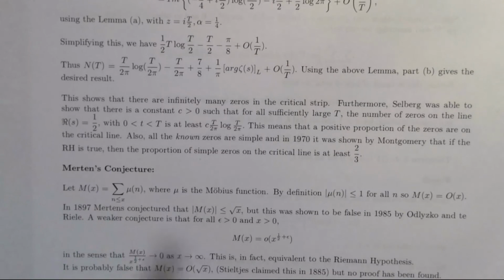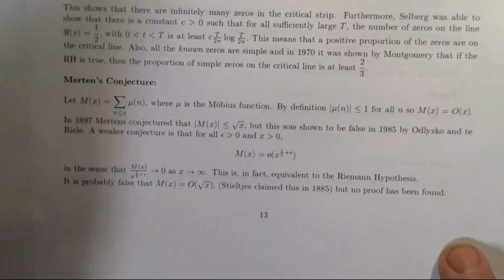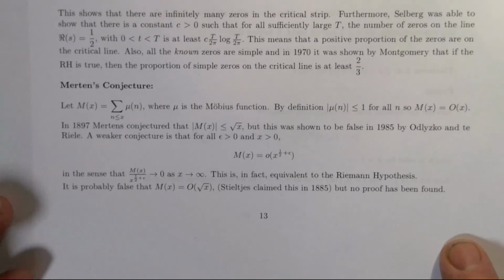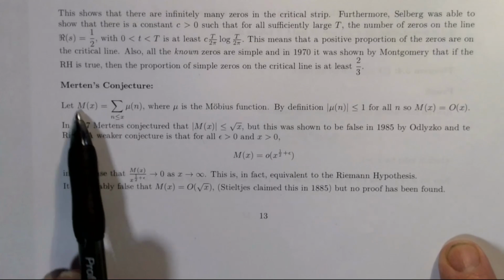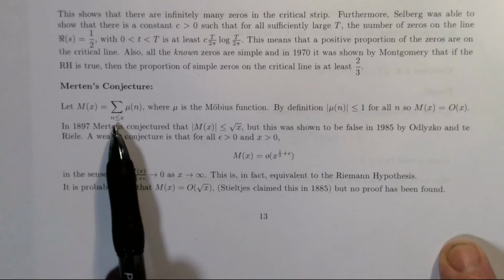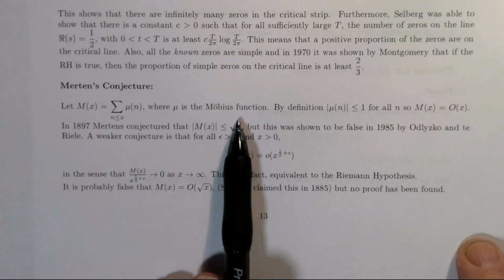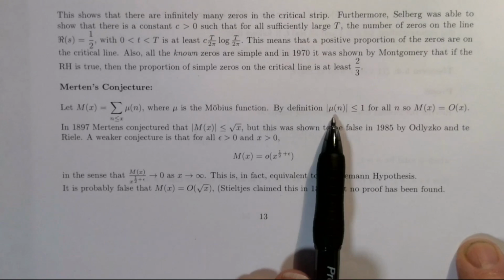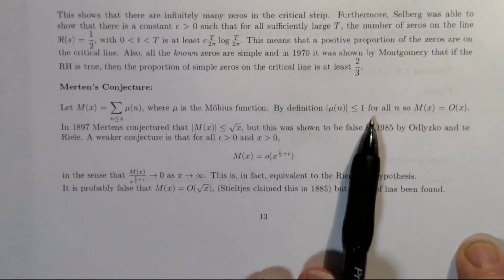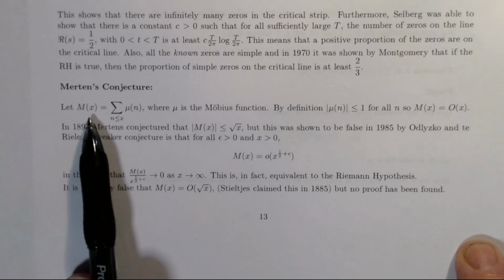I'll just mention here Mertens' conjecture. We'll come back and look at this function in a later chapter, but we have mentioned this one before: capital M of x, which is the partial sums of mu of n for n less or equal to x, where mu is the Möbius function. Now, we've seen before the absolute value of mu of n is less or equal to 1. So that tells me that capital M of x is big O of x.